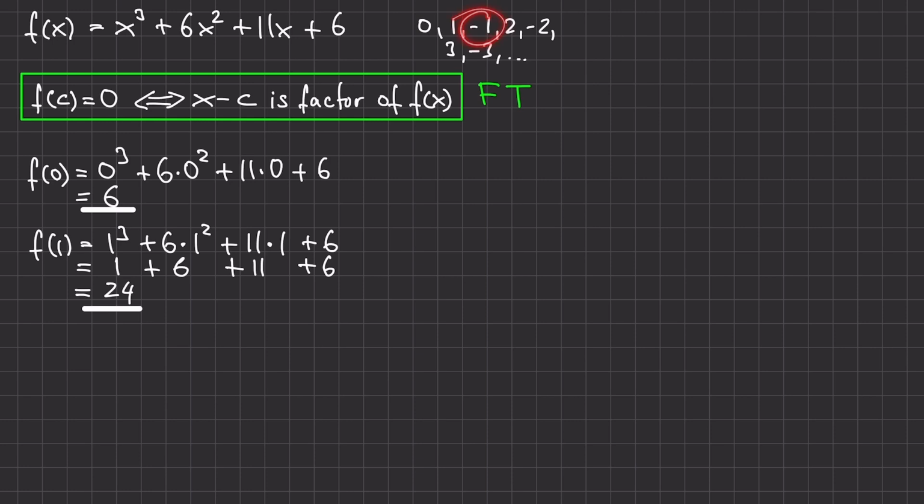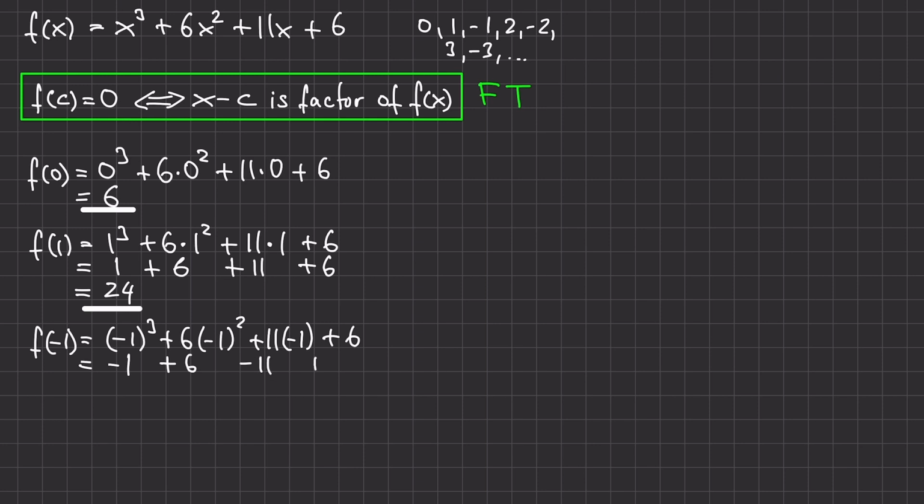Let's try -1. F of -1 equals -1 cubed plus 6 times -1 squared plus 11 times -1 plus 6. -1 cubed is -1. -1 squared is 1 times 6 is 6. 11 times -1 is -11. And we keep the 6. -12 plus 12 equals 0. So f of -1 is 0, which is what we wanted.